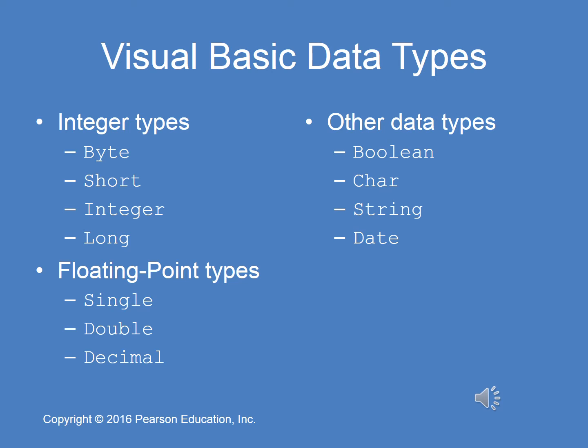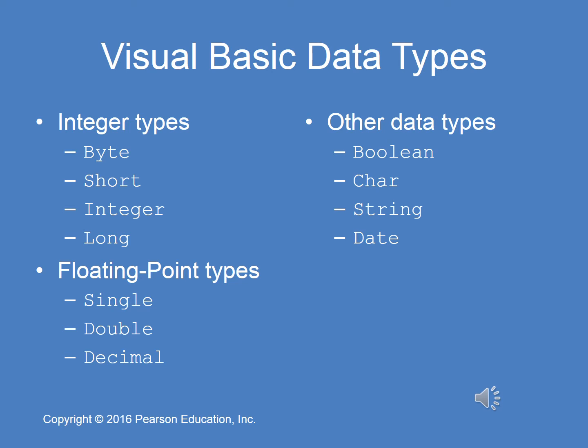This slide shows some Visual Basic data types. This is the data type we can declare an integer as, so it goes after the As statement. Byte, short, integer, long. We're going to get into these. They're all integer types. Floating point, which means they have a decimal place in them. They're not a whole number. Single, double, decimal.